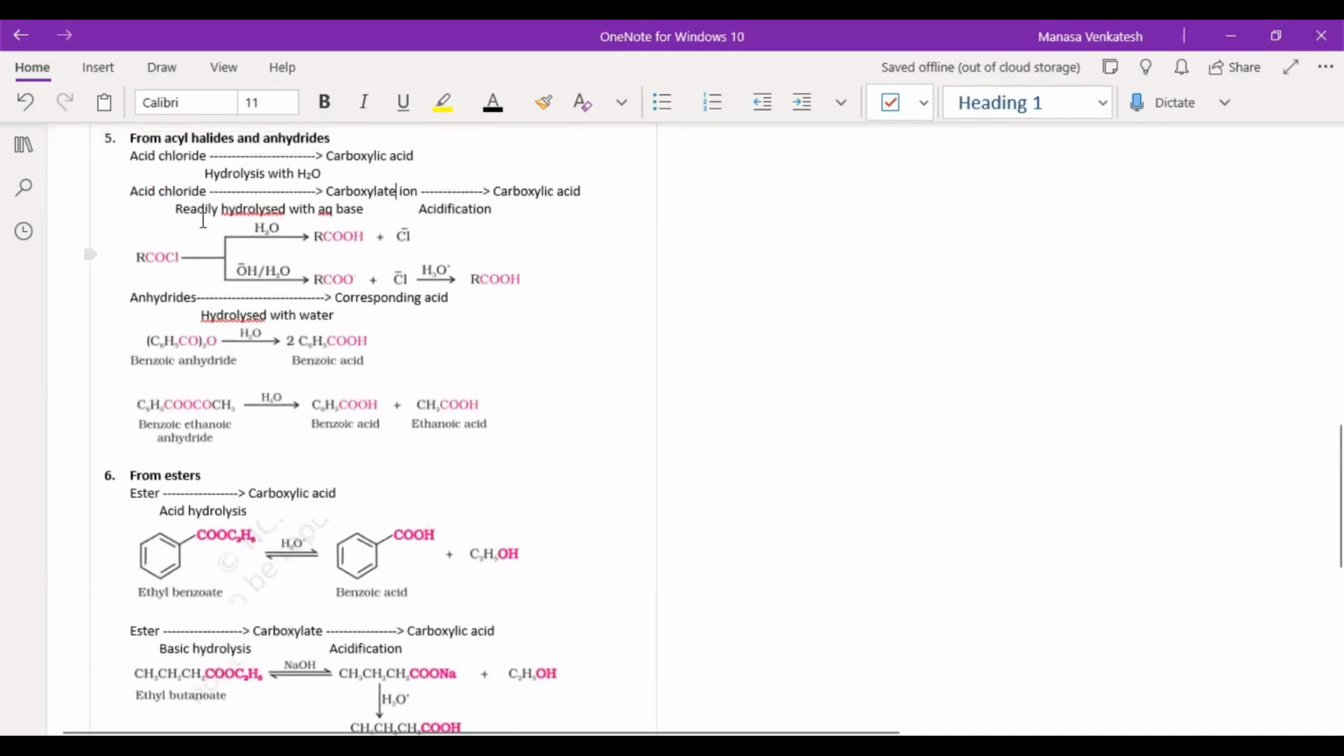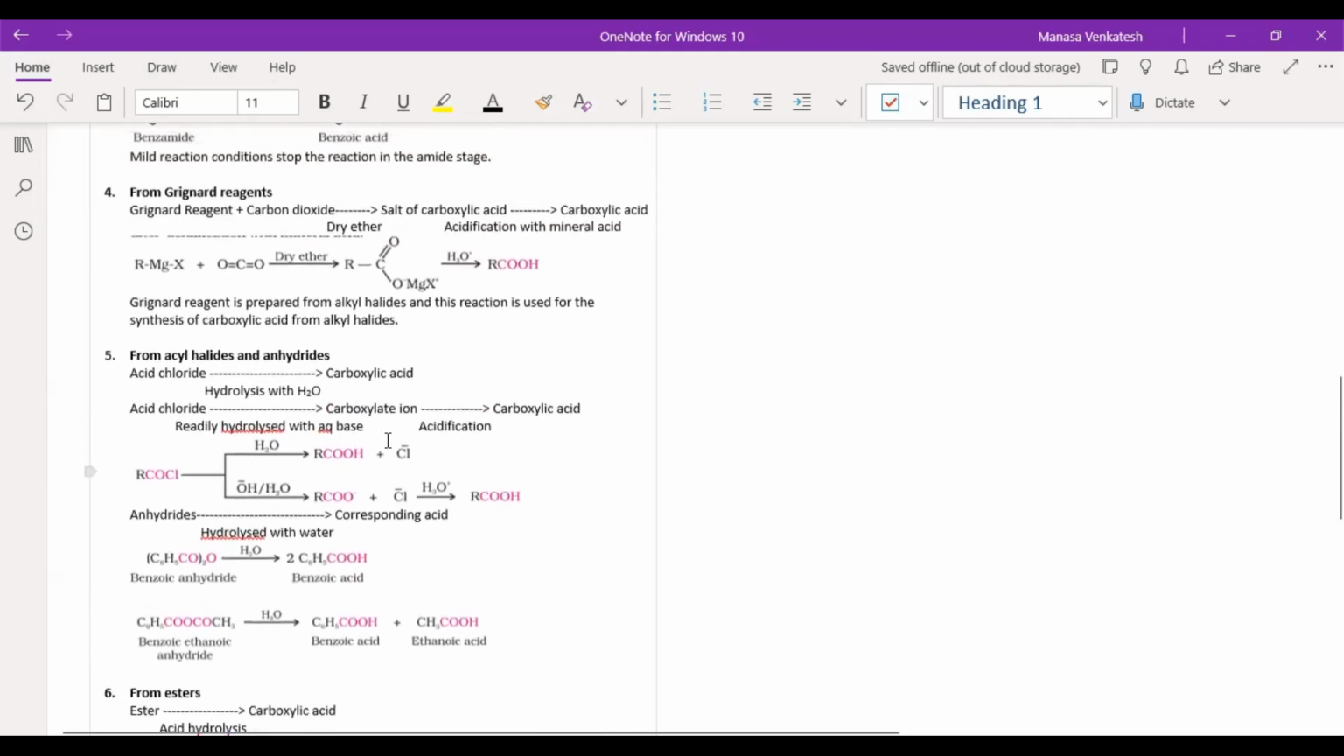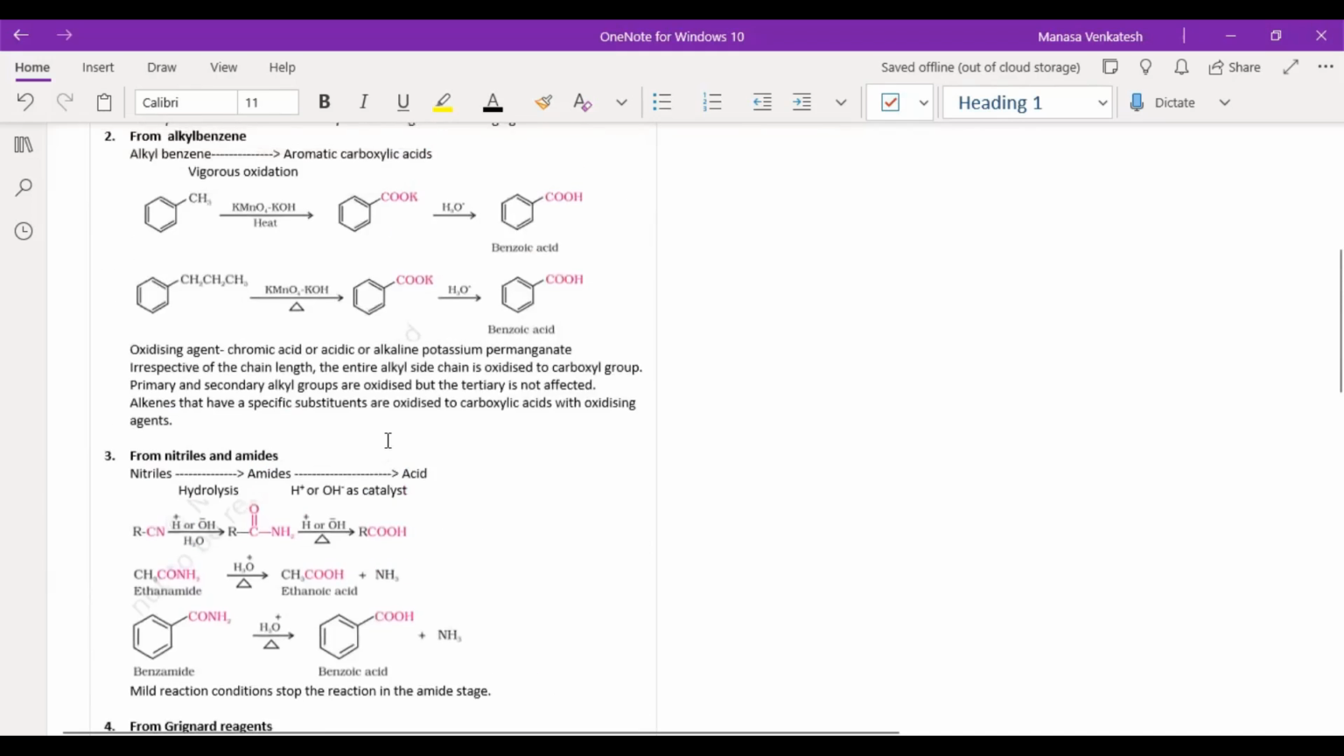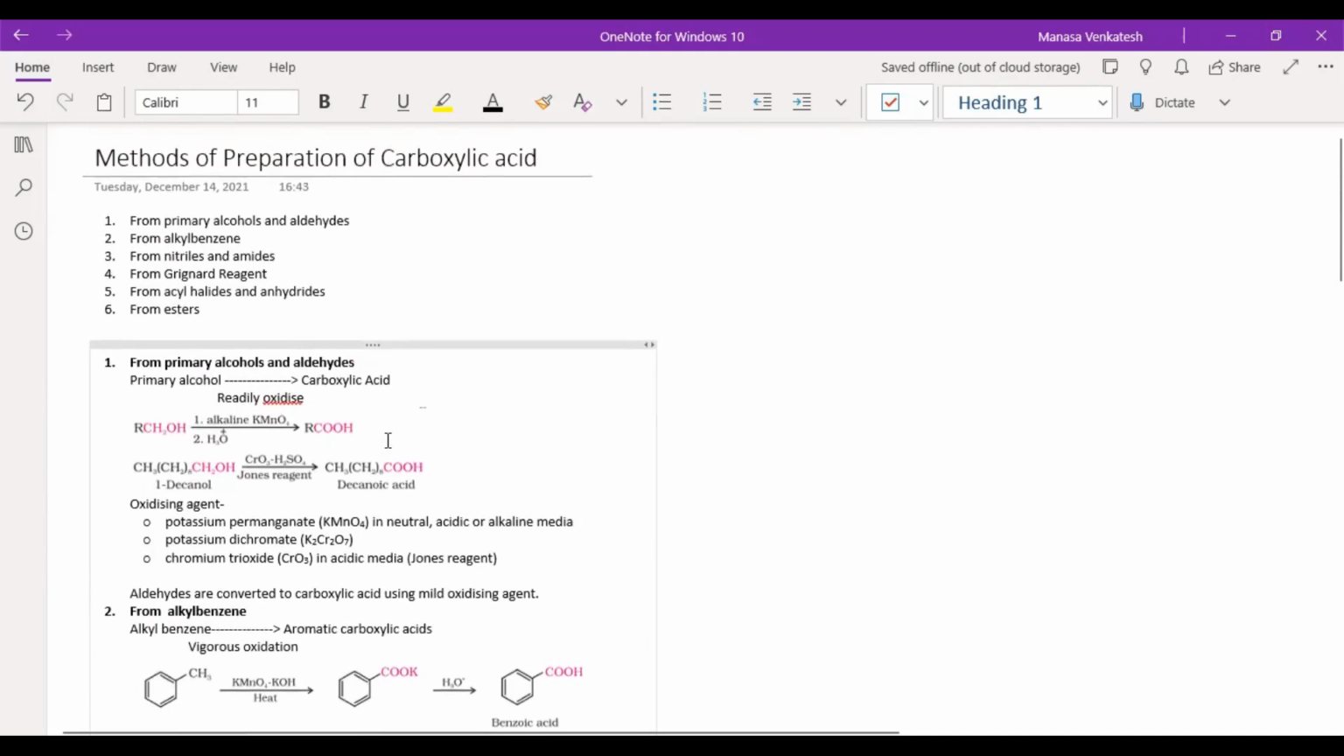So if you notice, there's some sort of similarity which we observe when we talk about acid halides, anhydrides and esters. That's because all of these reactions are hydrolysis reactions, first of all. Second of all, technically, these are all derivatives of a carboxylic acid. From carboxylic acid, you can synthesize an acid chloride. So because of that, all of these compounds on hydrolysis are giving us carboxylic acids. So with that, we're done with methods of preparation of carboxylic acid. We studied from primary alcohols and aldehydes, moved on to alkyl benzenes, nitriles and amides, from Grignard reagent, from acyl halides and anhydrides, and from esters.